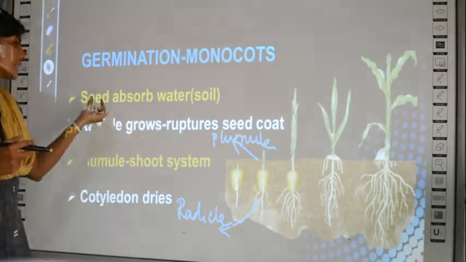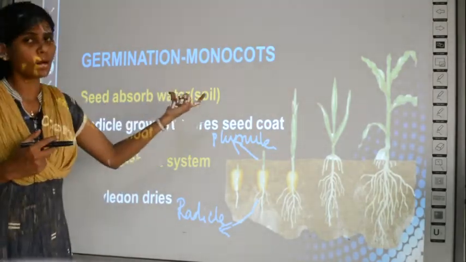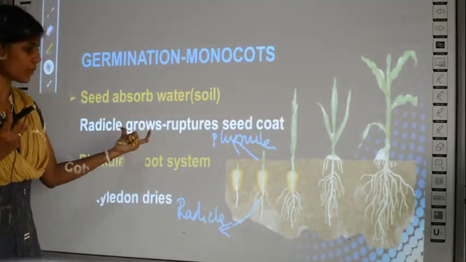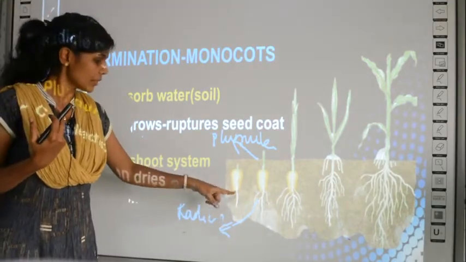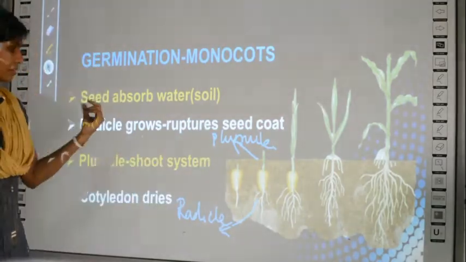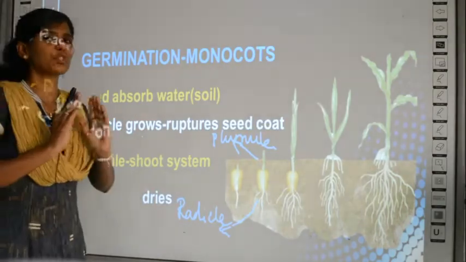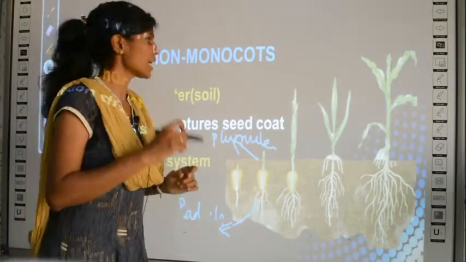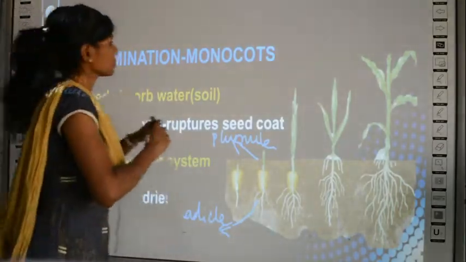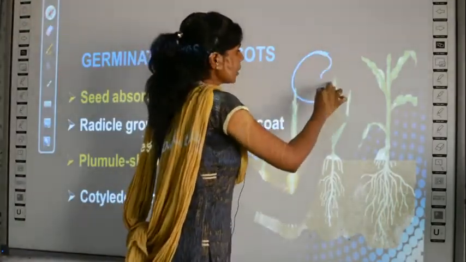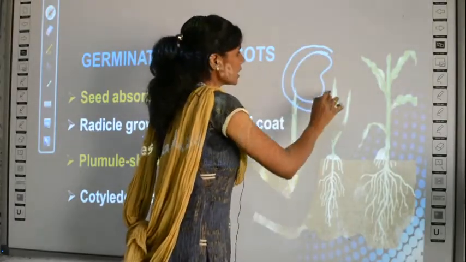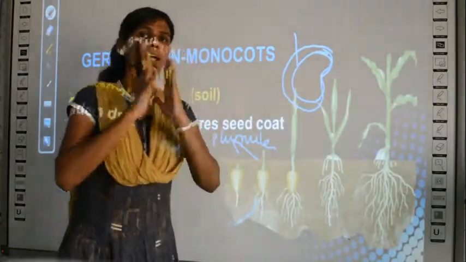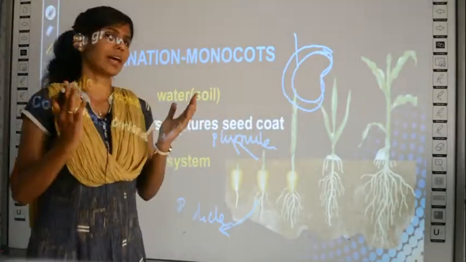So what have we studied? Whenever you put a seed into the soil, it will absorb the water in the soil, and the radicle grows first. First, which one grows? The radicle, that is the root system, will grow first and it will rupture the seed coat. What does it mean to rupture the seed coat? Any seed has a coat-like structure called the seed coat, and this seed coat is broken down, cracked and ruptured, uncovered.